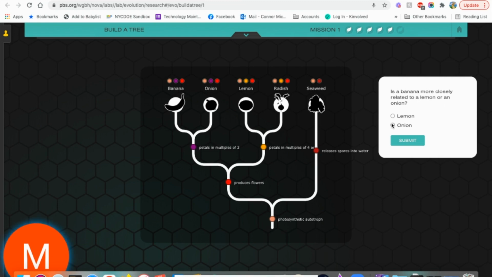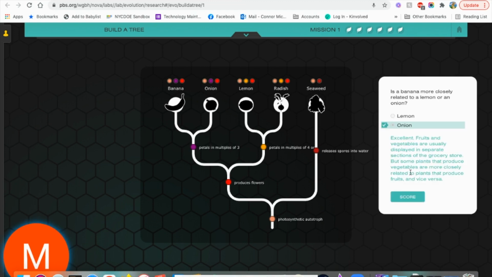So I was thinking like, an onion's closer to a radish because you kind of use them for the same thing when you're cooking. And the same thing kind of like a banana and a lemon, I would assume those to be kind of more similar. But based on this, we're going to go with it. Banana is more closely related to an onion. So there's a lot of really cool things. So this is actually really cool.